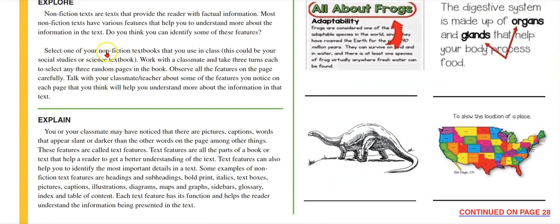Select one of your non-fiction textbooks that you use in class. This could be your social studies or science book. Work with a classmate and take 3 turns each to select any 3 random pages in the book. Observe all the features on the page carefully. Talk with your classmates or your teacher about some of the features you notice on each page that you think will help you understand more about the information in that text.